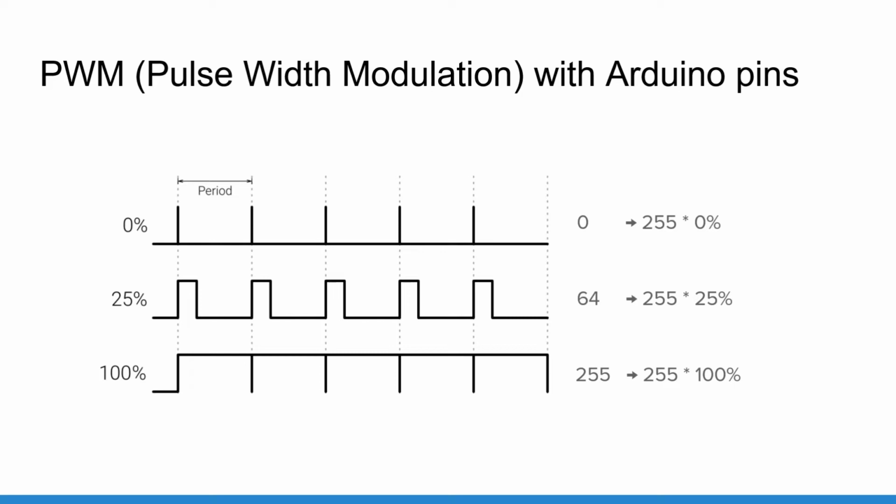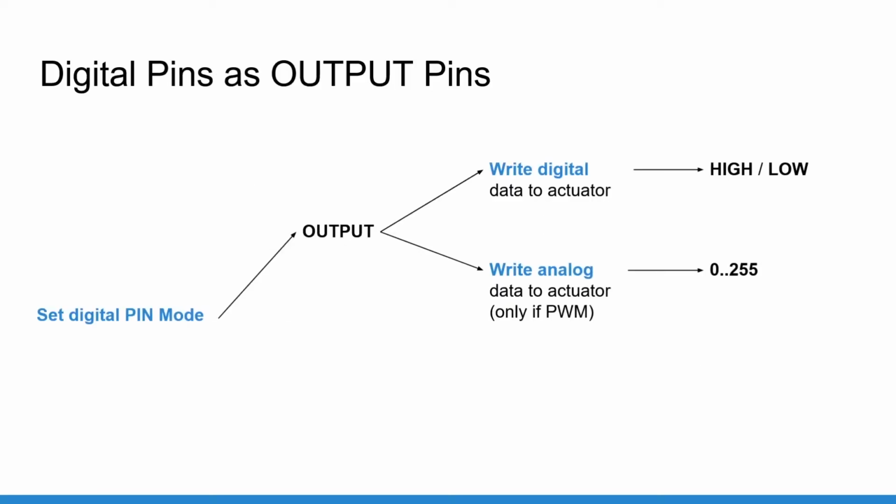So let's complete our diagram. We are still setting the mode for the digital pin as output, and then we have 2 options. Either we use the pin with a binary state, which means we use the digital write function with high or low, or, and this only applies to pins with the PWM mark, we can set an analog value using the analog write function and provide a value between 0 and 255, which corresponds to the percentage of the duty cycle.